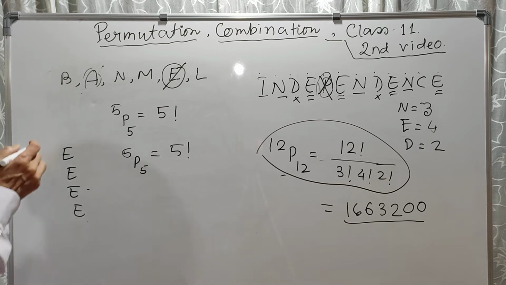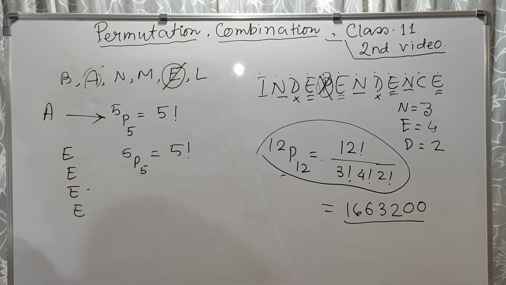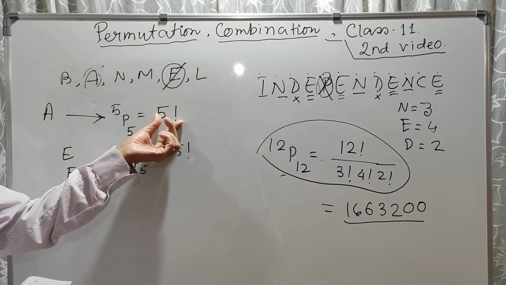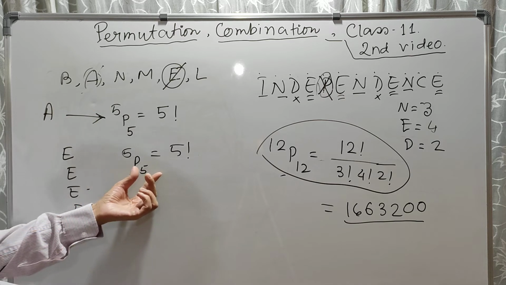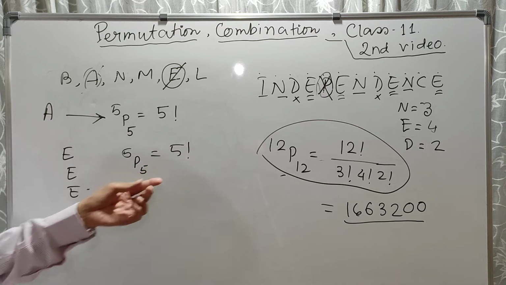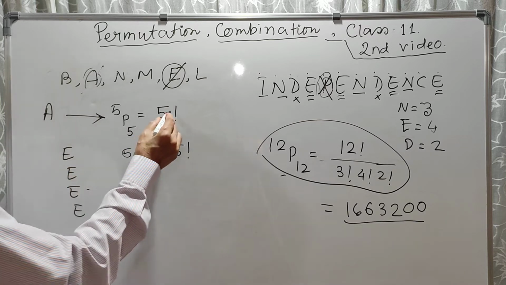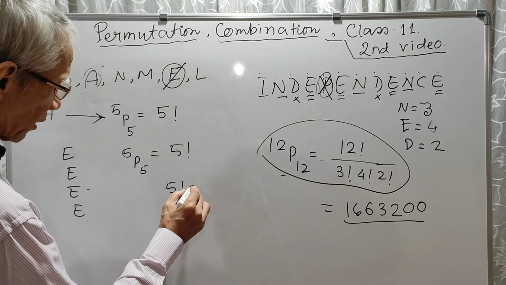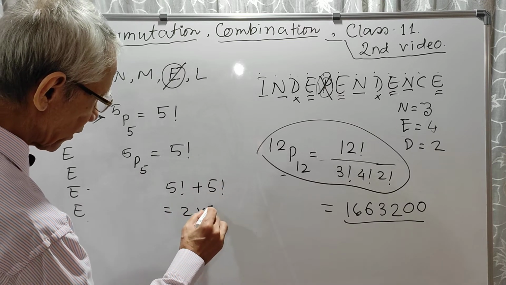Similarly, A-beginning permutations will be 5 factorial. So there are 5 factorial permutations where A is in the first place, and again there are 5 factorial permutations where E is in the first place. Now the total will be this plus this, that means 5 factorial plus 5 factorial. All right, that means 2 into 5 factorial.